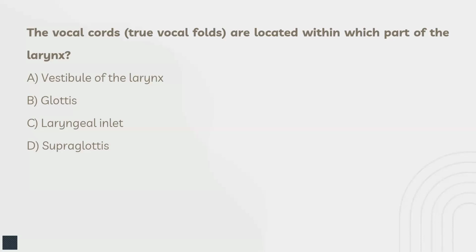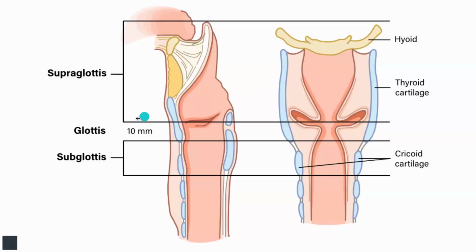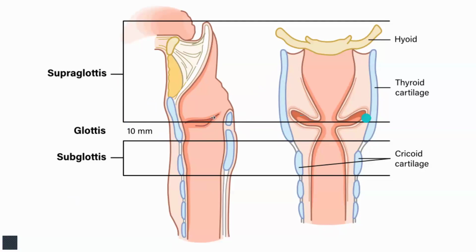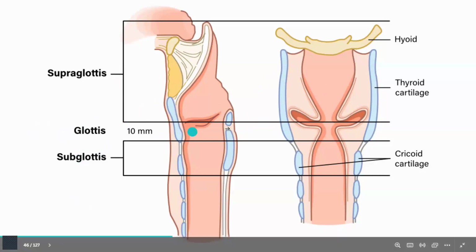The answer is B. So this is just a basic recall question. So you have the supraglottis, the glottis, and the subglottis, and you find the vocal cords here in the middle, which is the glottis. So the vocal cords are basically a gate. They facilitate breathing and speaking. And a way I like to remember is that the glottis begins with G, and so does gate. And what acts as a gate in the glottis? It's the true vocal cords, or the true vocal folds, or the vocal cords.